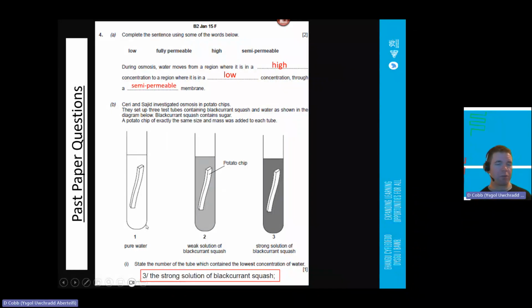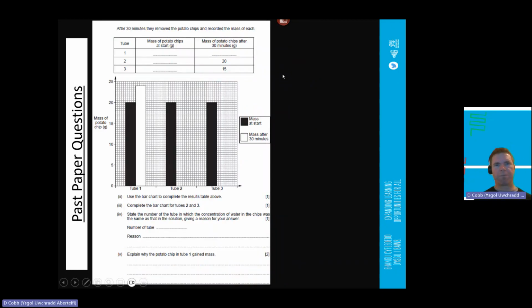Again, I don't like talking about concentration of water. I think it's misleading, but when you're forced to, then it's pretty straightforward that pure water must have the highest concentration of water. Right, and then we've got another bit to do. So again, you can pause the video here and have a go.